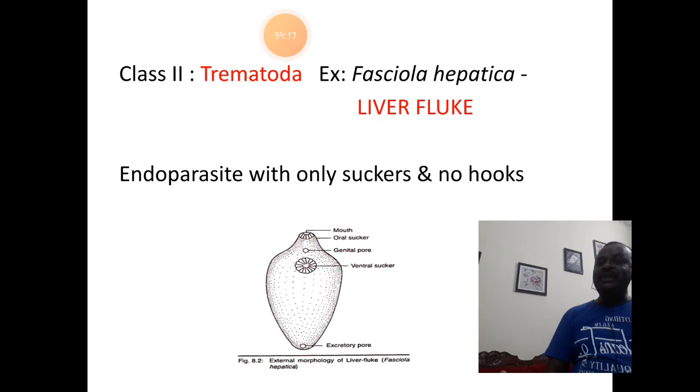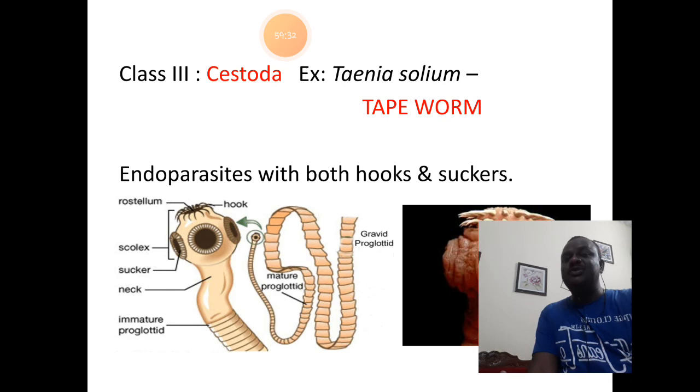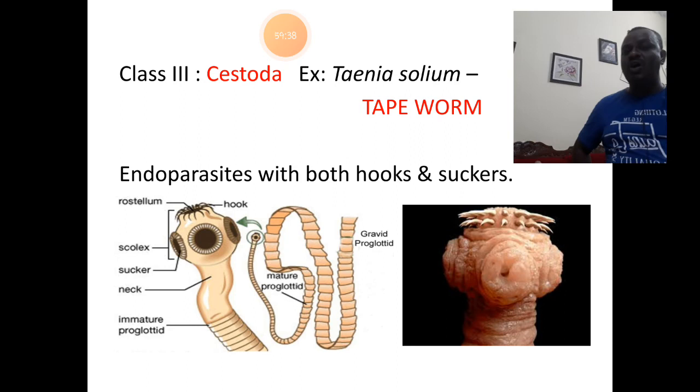Trematoda are the class of organisms which includes endoparasites with only suckers but no hooks. They have only sucking organs, but are parasites. Example, liver fluke, the scientific name of which is Fasciola hepatica. The third class of organisms is called Cestoda. It includes parasites with both hooks and suckers. Example is the tapeworm. The scientific name of this animal is Taenia solium. So with this, we are completing the flatworms, general characters as well as classification with examples.